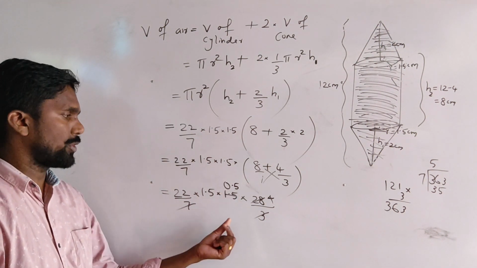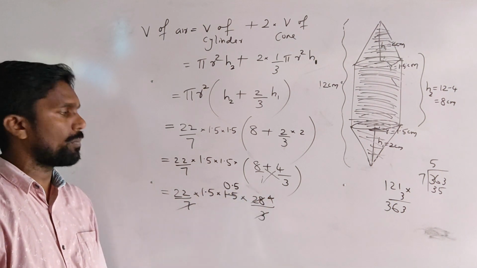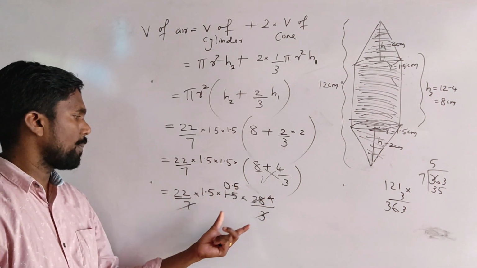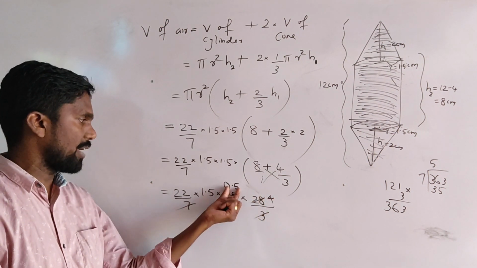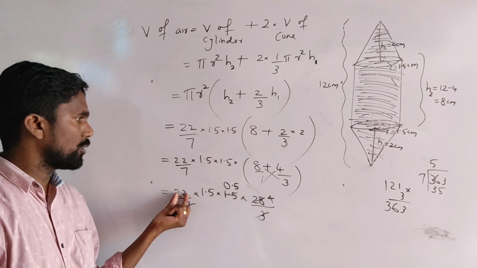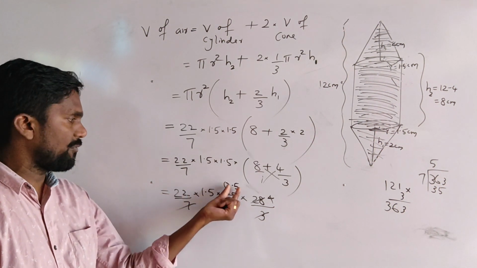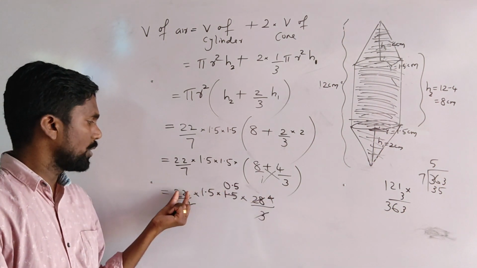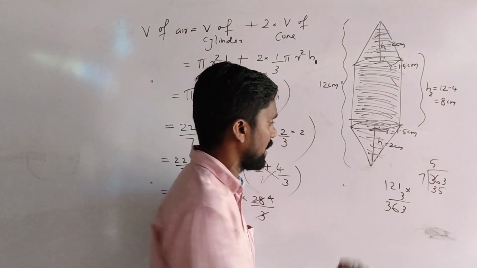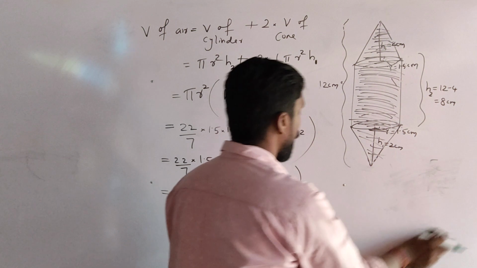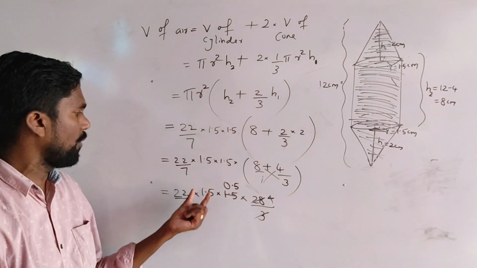0.5 means 1 by 2. That is 1 by 2 into 4 means 2. So 0.5 into 4 means 2. 2 into 22 means 44. 44 into 15. So you have to multiply 44 into 15.